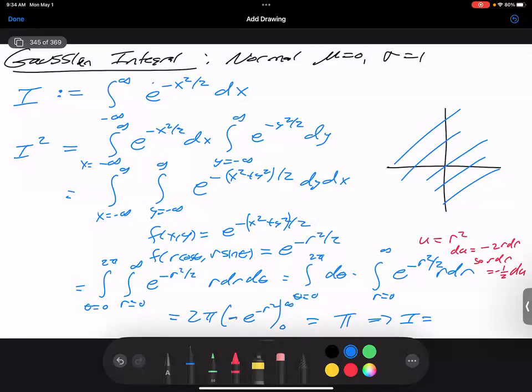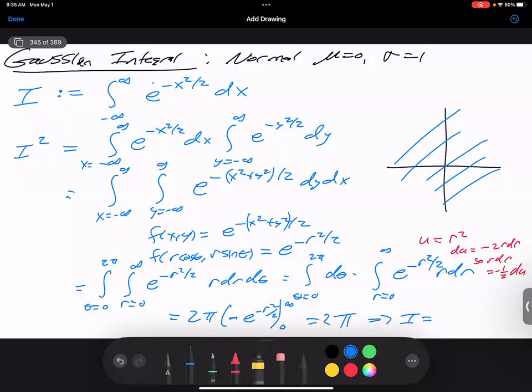The 2 we have in the denominator is actually designed beautifully for the change of variables. And so when everything comes out nicely, we're going to just get e to the negative r squared over 2, with a negative sign. Okay, so we get I squared is 2 pi. So if I squared is 2 pi, what does I equal?